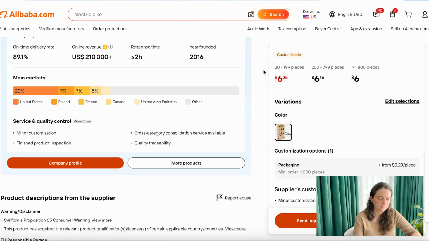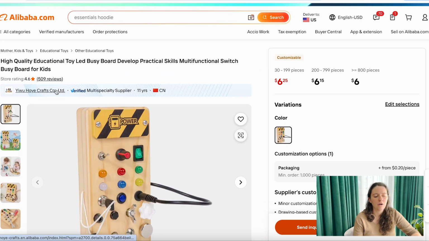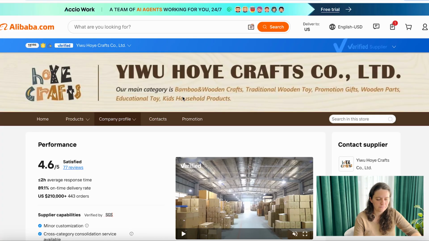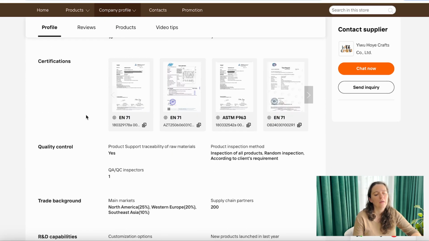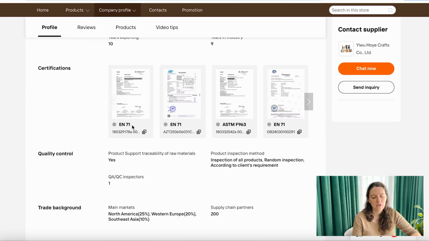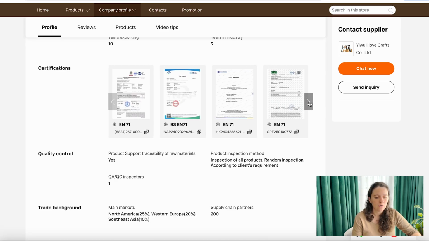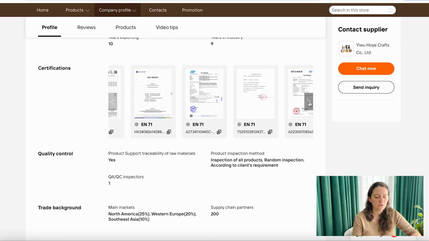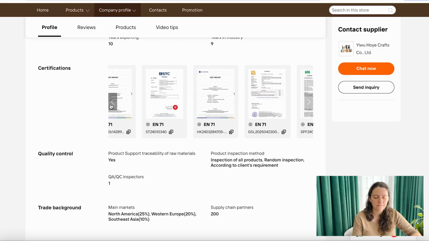Here they don't, but sometimes when you go on the manufacturer website, they should show the certificates they have. See? So here they have the EN71 ASTM, it's also for children toys. They show all the certificates here that they have. So it's very important that you also look through them and see if they are the ones that you need.